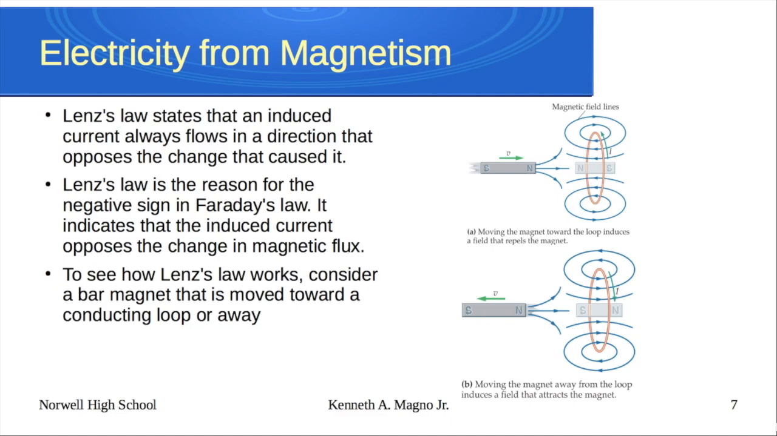So Lenz's law basically stated that an induced current always flows in the direction that opposes the change that caused it. Because of that, we get that negative sign. If I push the magnet into the coil, the magnetic field that I create tries to push the magnet back out. It tries to repel the magnet. If I put a north end in, the field that generates pushes a north end out. It tries to stop me from putting that in.